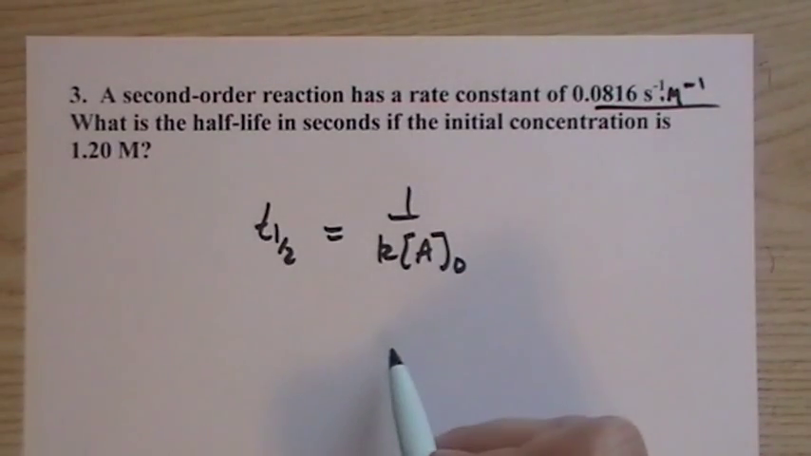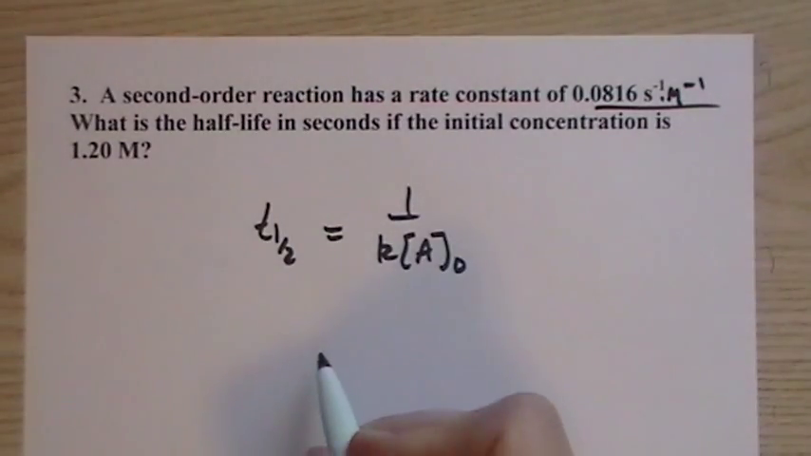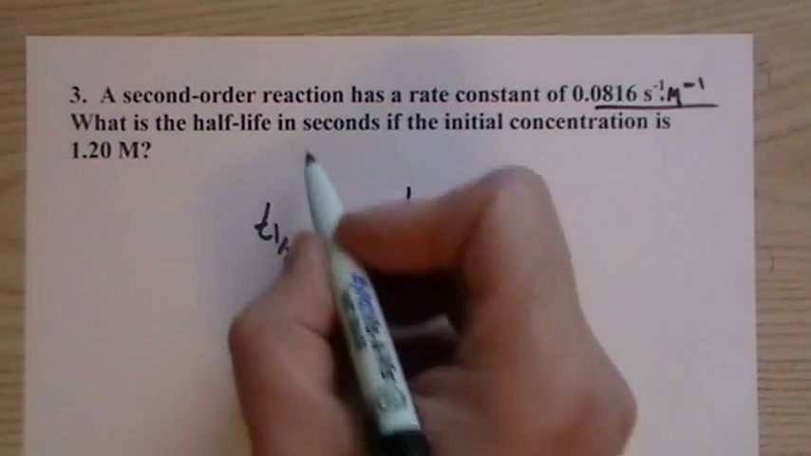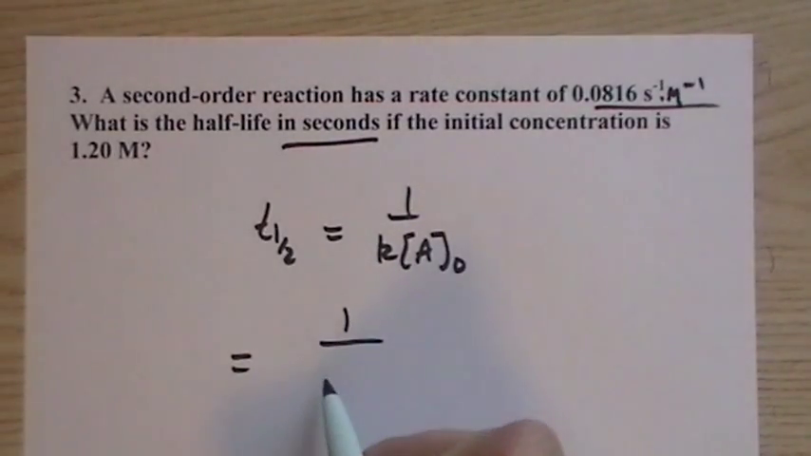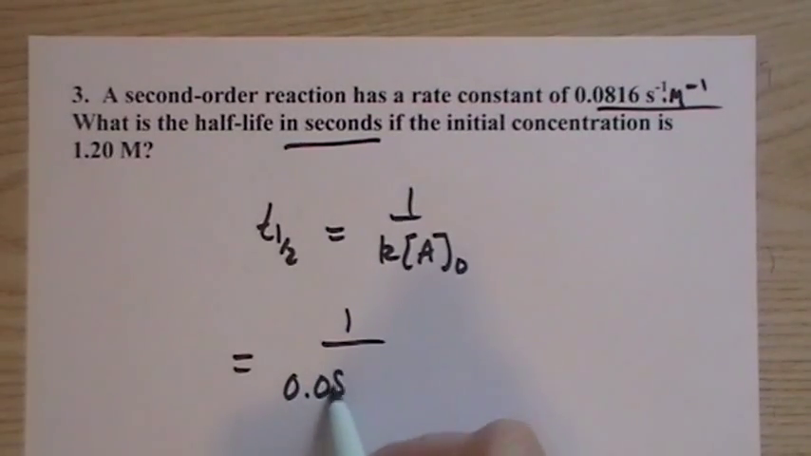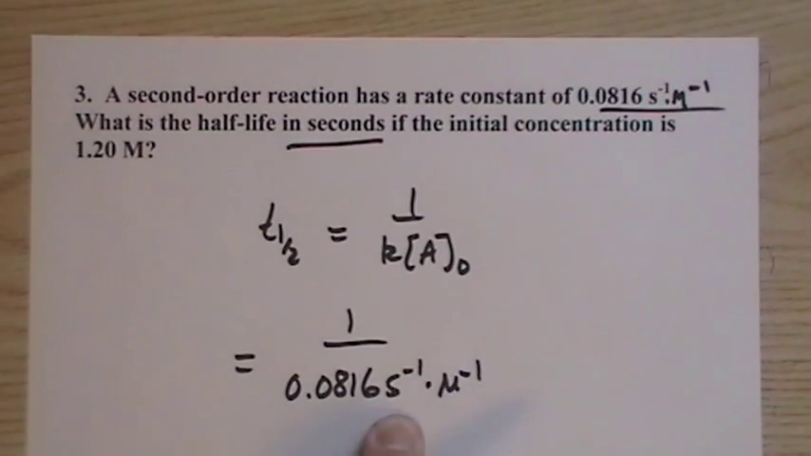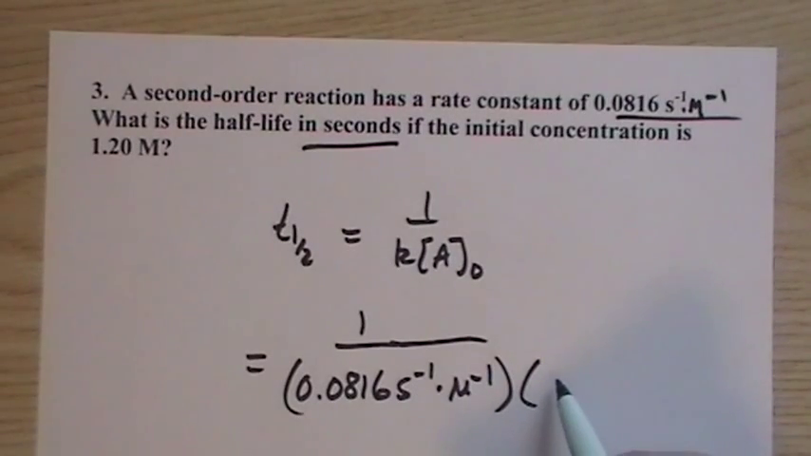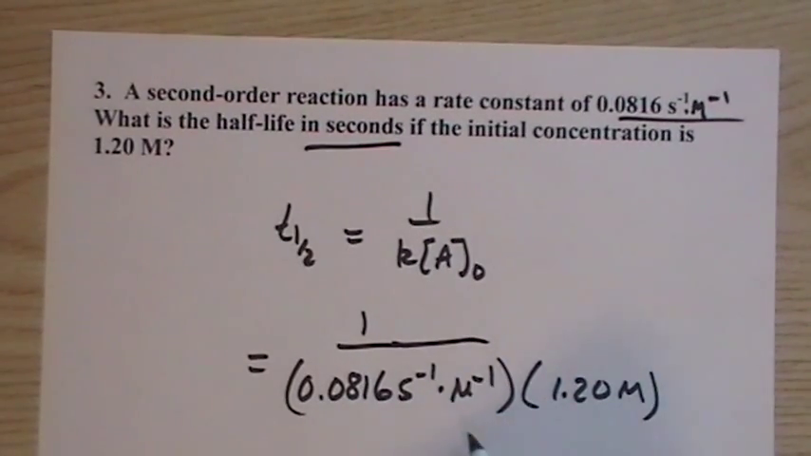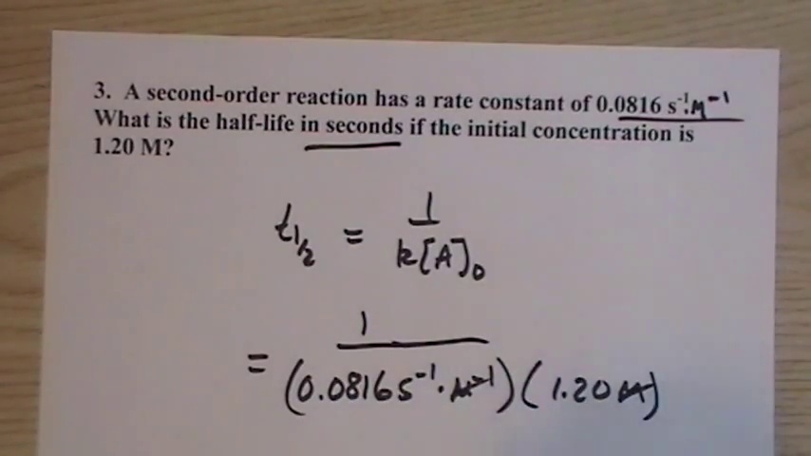And if you put in the units, even if I didn't notice it here, I would have noticed it as we went because we wouldn't be able to cancel the units as we need to. Now they want what is the half-life in seconds, and we put in what we know here. It's 1 over, now K is 0.0816 inverted seconds, inverted molars. Now I had it inverted molars, inverted seconds, same thing. I'm just putting it in this form because I know that we have to cancel the molars. So molars cancel. We're left with 1 over inverted seconds, so that's seconds.